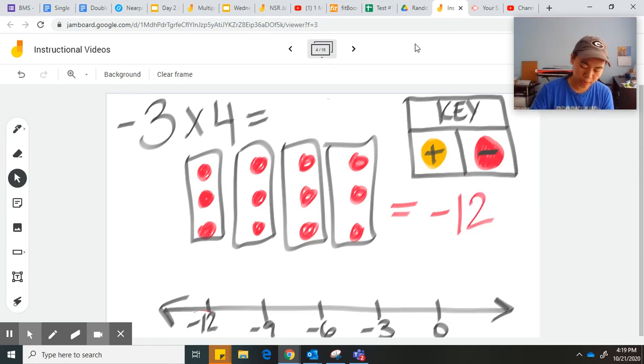Okay, so if I'm showing this with a number line, we're going to start at 0. The first number tells us how long our arrow is, -3. So this time I'm going to the left, -3.